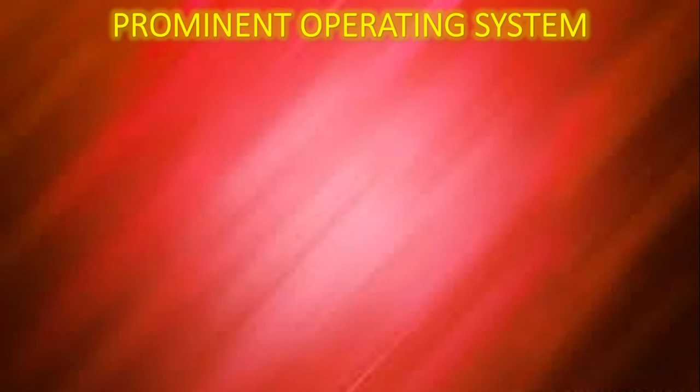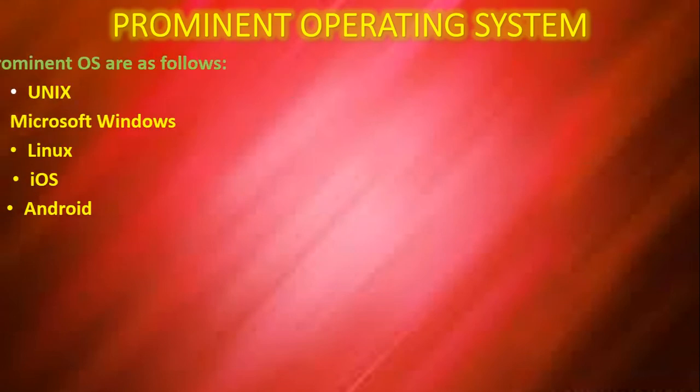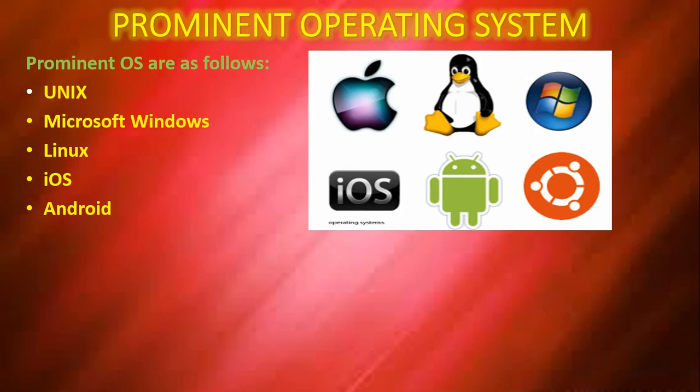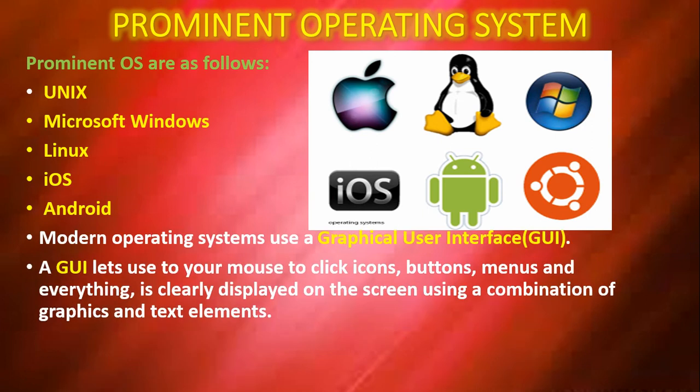The next one is prominent operating systems. So we have many operating systems. The most famous operating systems are Unix, Microsoft Windows, Linux, iOS, Android. These operating systems work in the way of a graphical user interface. So using the concept of GUI, which attracts the user and makes the user feel the easiest, user friendly environment.